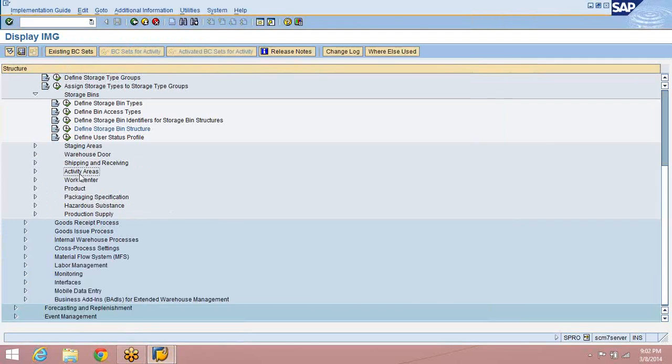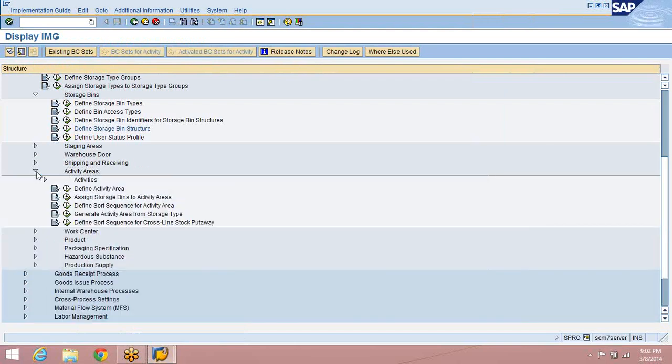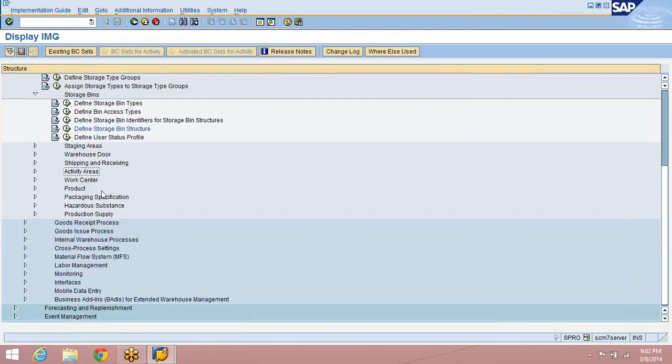The other thing they have introduced here is the activity area. This activity area is a similar concept to the picking area, but it's a little more spread out, in that it can be used in physical inventory, labor management and several other areas, and it's not restricted to picking. Not everywhere is it mandatory, but some areas will have to define it to create our processes.